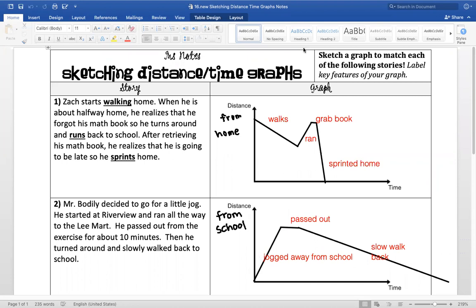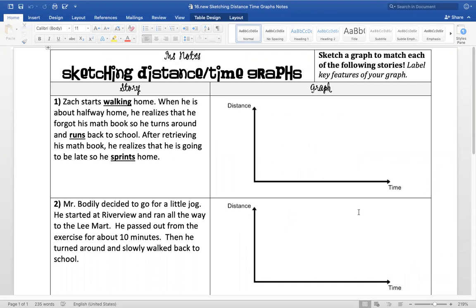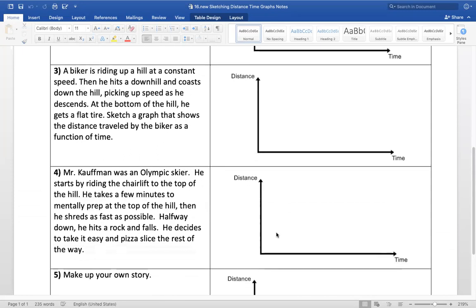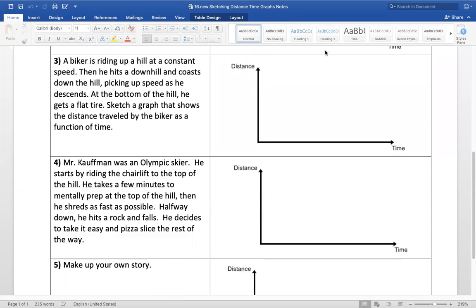Okay, let's look at the next one. Yes, I just cleared the entire screen because I am going to scroll this down now. If you look at problem number 3, a biker is riding up a hill at a constant speed. Then he hits a downhill and coasts down the hill, picking up speed as he descends. At the bottom of the hill, he gets a flat tire. Sketch a graph that shows the distance traveled by the biker as a function of time.